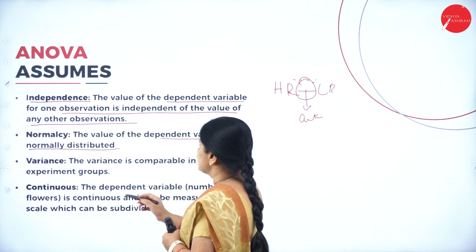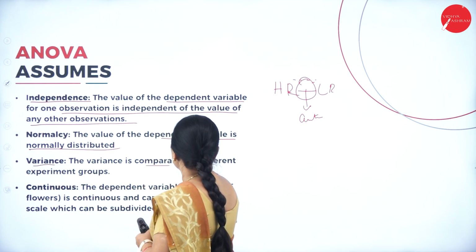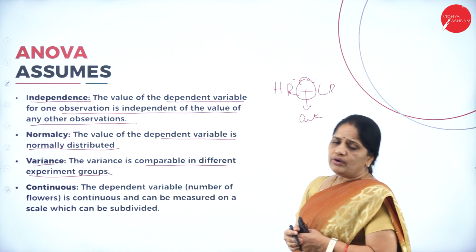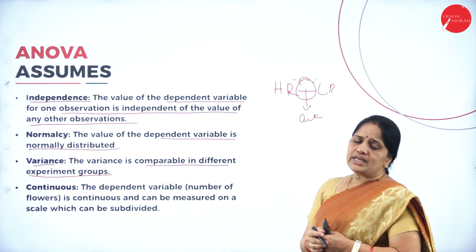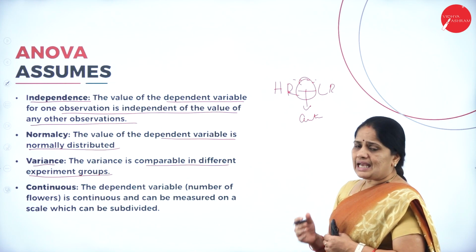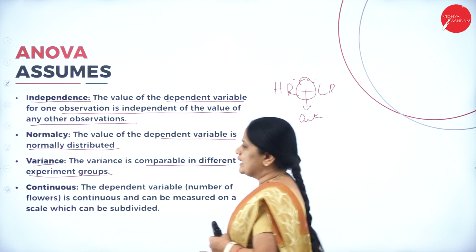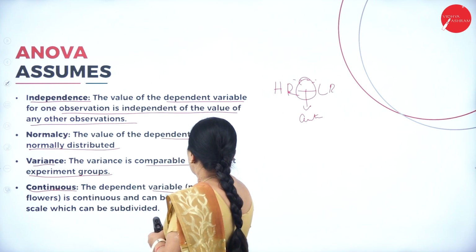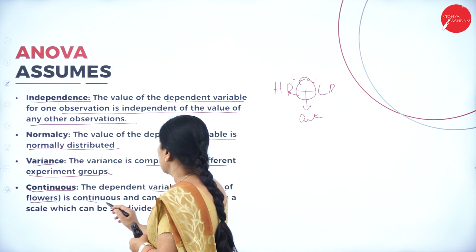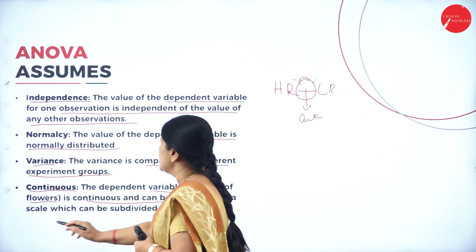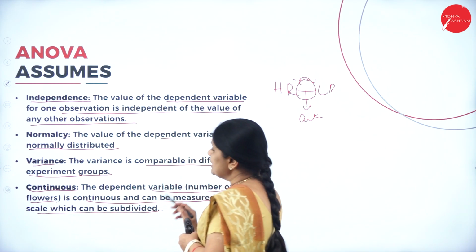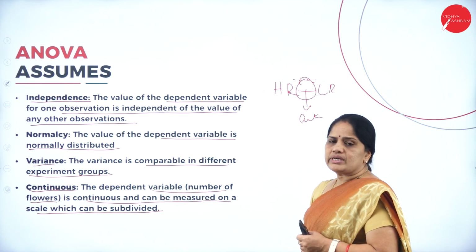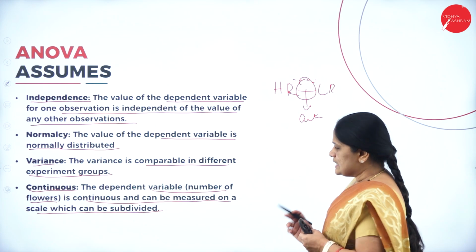Then variance. What is variance? Variance is comparable in different experiment groups. So when we are researching the various groups, we will be calculating the variance. Then we have continuous. The dependent variable, or the number of flowers, is continuous and can be measured on a scale which can be subdivided.